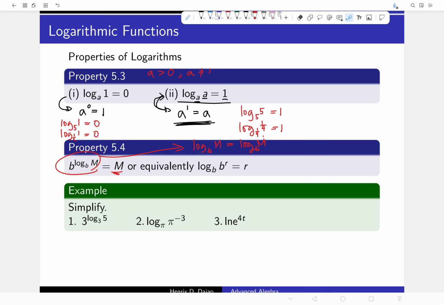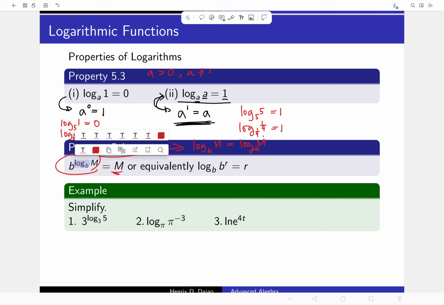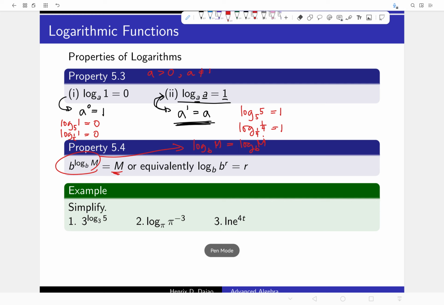Okay? So that's why if you see this kind of expression, this is always equal to m. So b raised to log of m with base b is equal to m. If they have the same base right here, then that's equal to m.